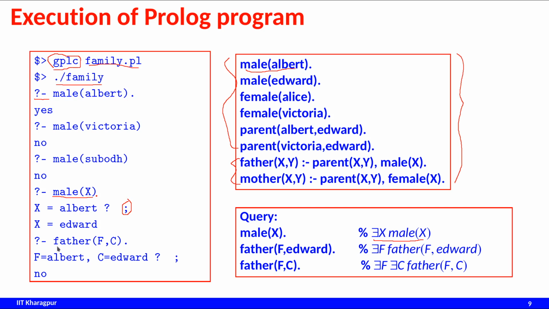Similarly, I can ask a query like father F and C, which effectively means I am asking the system: does there exist an F and a C such that F is the father of child C? If we ask this query, it will print F equal Albert and C equal Edward. If we ask for more solutions, it will find no such solution, and it will print no. So you can use Prolog, write this code, and play around with this stuff.